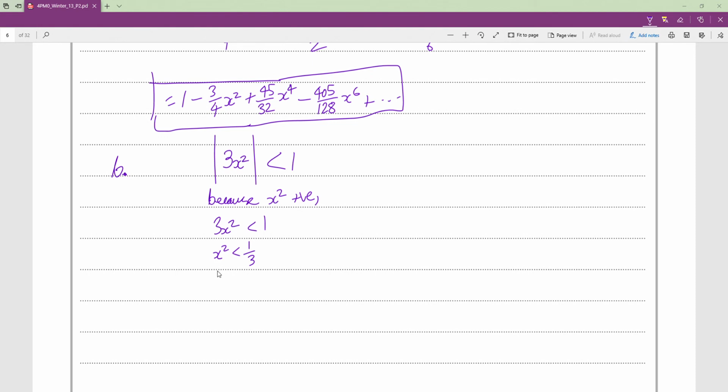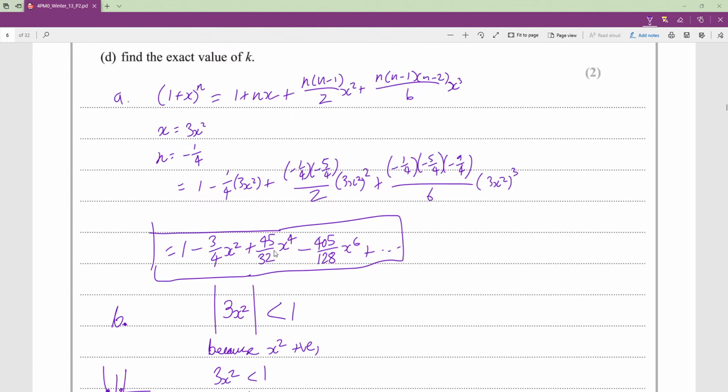And given that this is a quadratic inequality, we can sort of graph it. Here, it would be a range in between here. X must be less than 1 over root 3, and also greater than negative 1 over root 3. Or if you wanted to rationalize this, negative root 3 over 3 is less than x is less than positive root 3 over 3. So this is the range of values of x for which our expansion is valid. Cool.